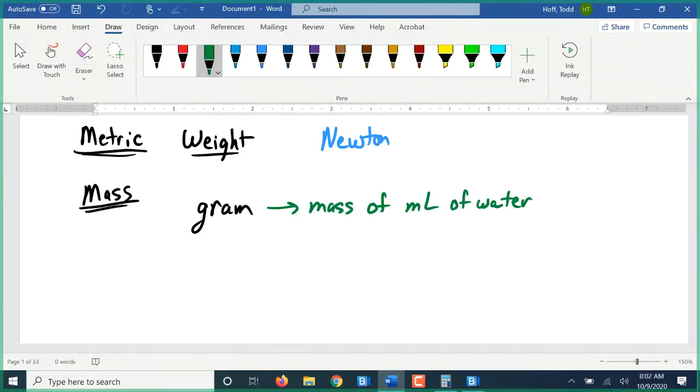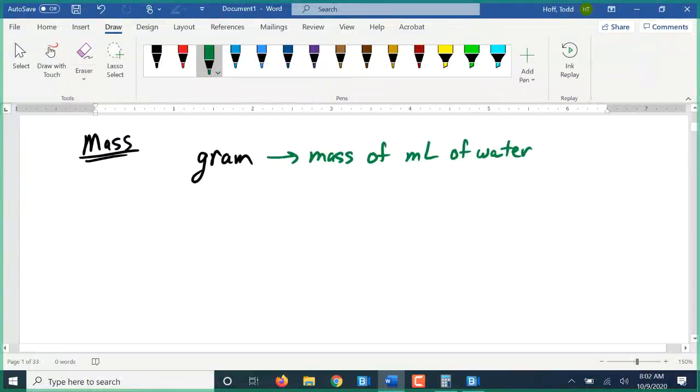So remember that 1 milliliter was a cubic centimeter. We fill it up with water. The mass of that is 1 gram. So there's a link between volume and capacity, and now there's a link between our capacity, volume, and our mass. Our links all work together, our units all work together.